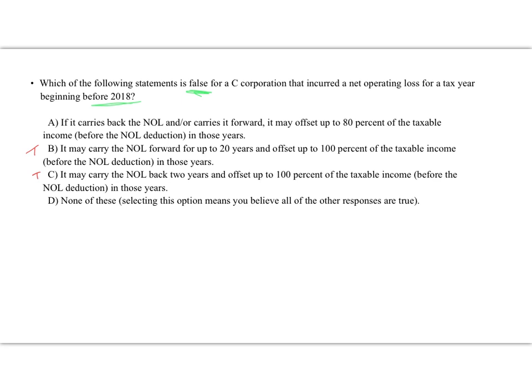Well, we know that C cannot be true and A cannot be true at the same time. Okay, and remember, we're talking about pre-Tax Cuts and Jobs Act, so that would make A false. And remember, this is asking us for which one is false. So that makes A the correct answer.